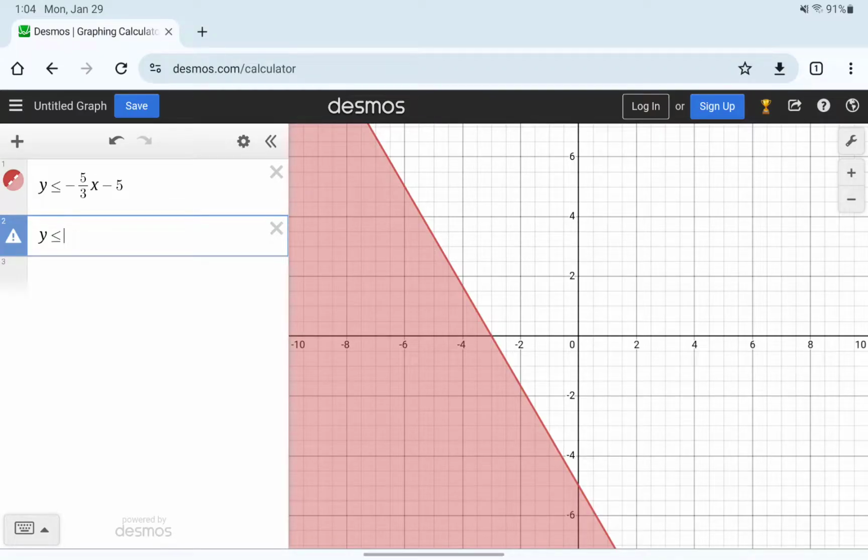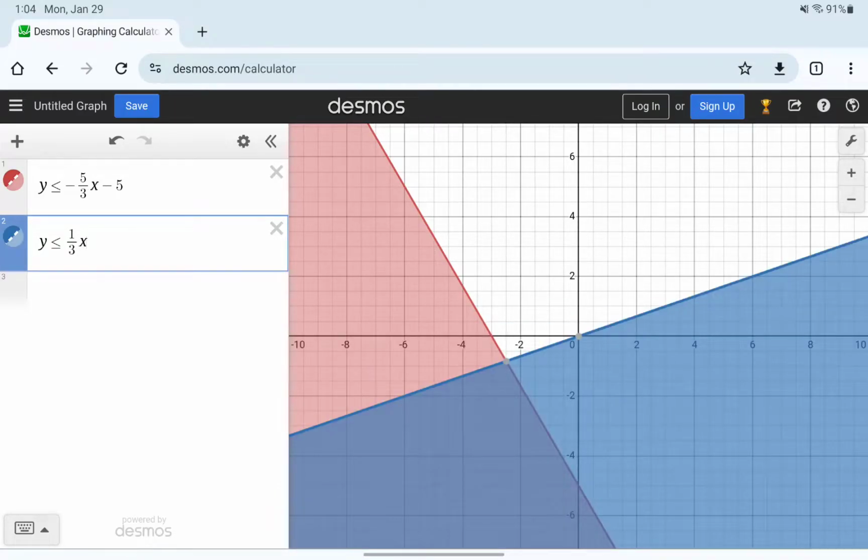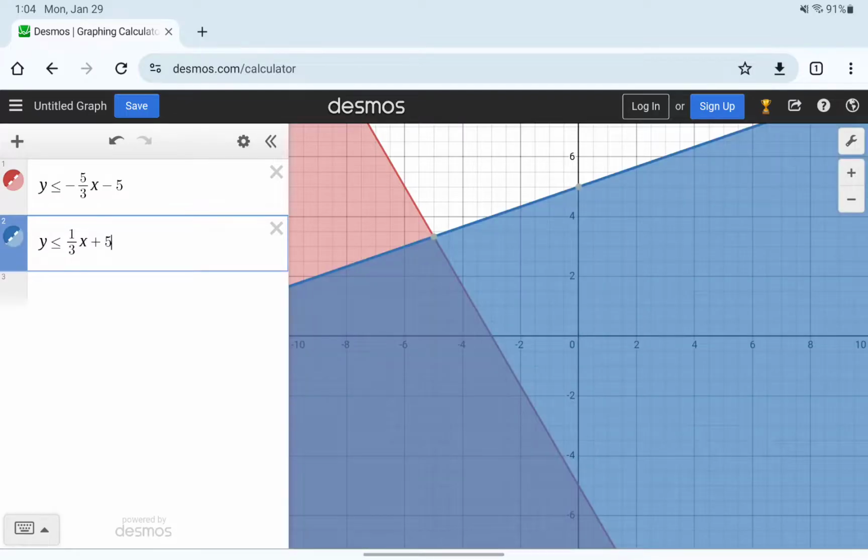Then we have y is less than or equal to 1/3 x plus 5. We can see where those two lines intersect at this gray point, negative 5, 3.333 repeating. But what we're interested in graphing inequalities is representing all of the possible solutions, which means looking at those boundary lines.